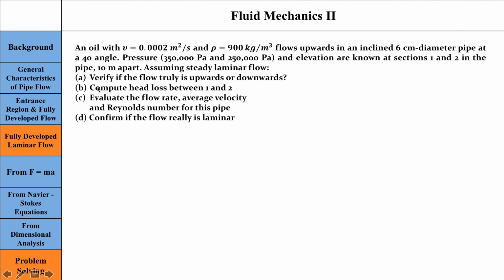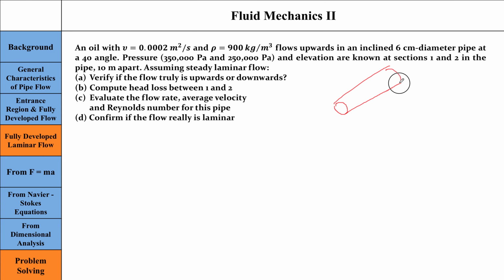Let's look at this example here where we have certain parameters available to us, and we are assuming that it's steady laminar flow. Another assumption we have to make, if it's not given to us, is that this is a fully developed flow. So we first have to verify if the flow truly is upwards or not. I can make a schematic first, just to see and understand what is going on.